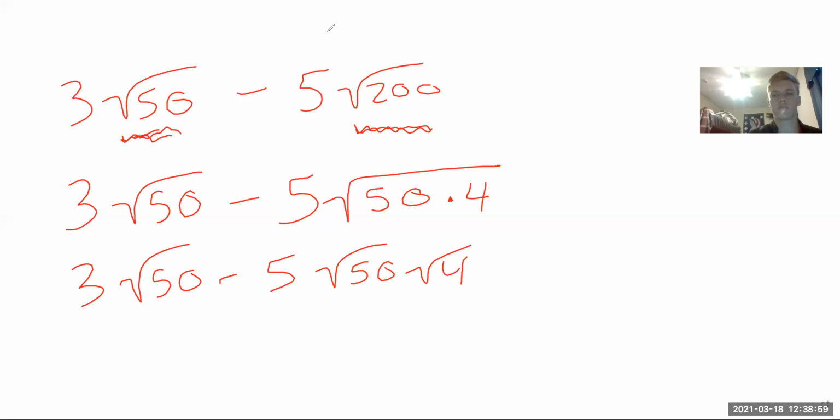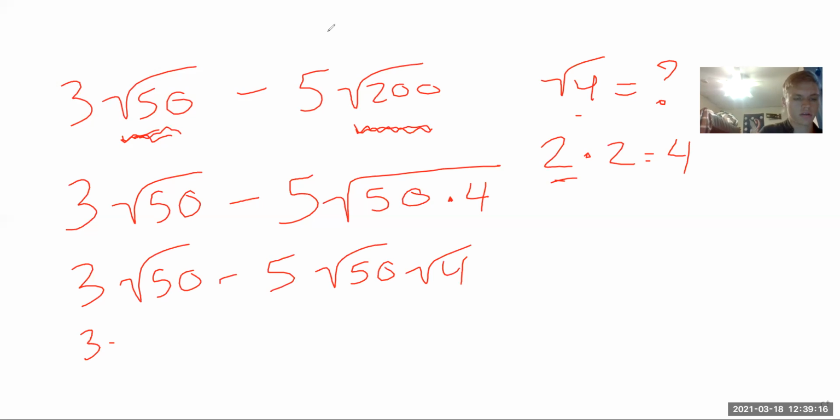Now, what is the square root of 4? The square root of 4 is 2, because 2 times 2 equals 4. So the square root of 4 is saying what two numbers multiplied by themselves will give me 4. It's 2. Write this again. We have 2 right here. So 2 times 5 is 10.